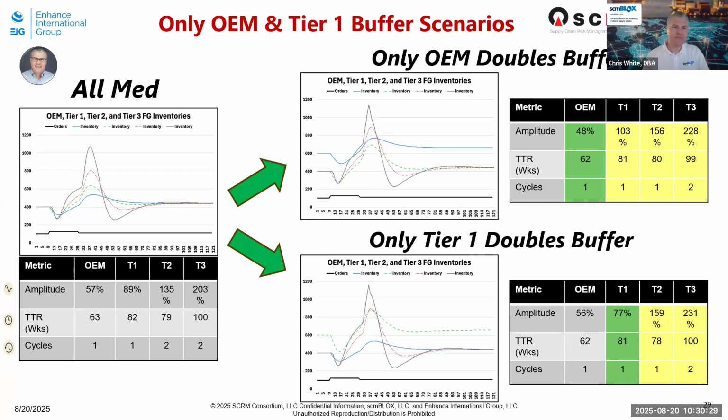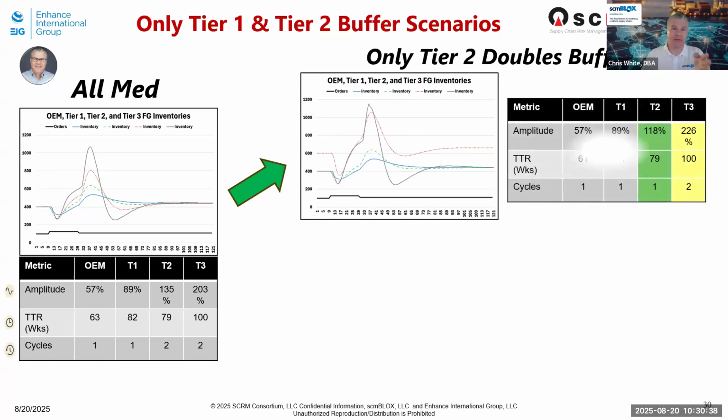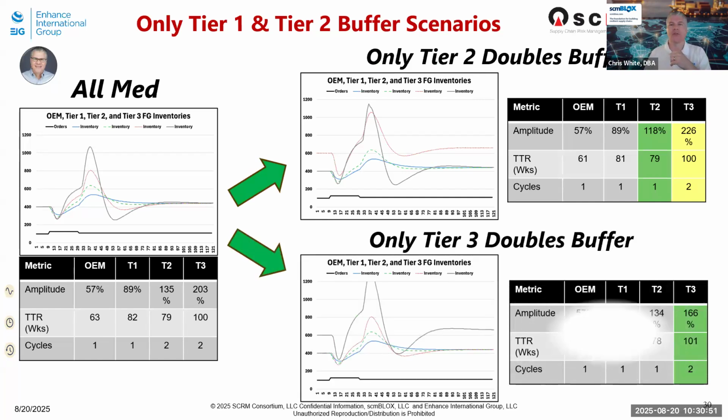So now, again, we'll hold the baseline on the left, but if the tier 2 doubles their buffer inventory, you'll see the OEM and the tier 1 don't benefit. The tier 2 does, and the tier 3 does not. It gets a little bit worse. And finally, let's see what happens if the tier 3 doubles their buffer. You'll notice no changes to anybody, but tier 3 gets a little bit of a benefit.